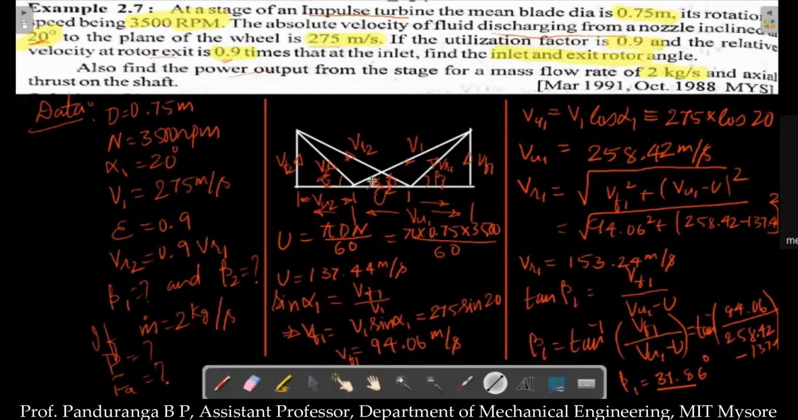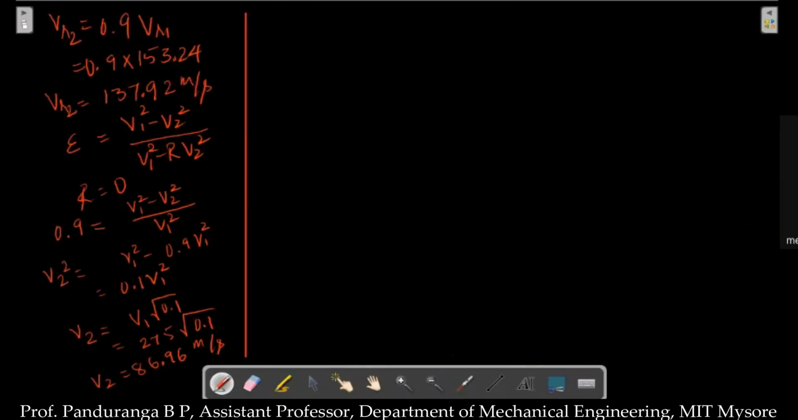From that, I can find out VR2, and once I know VR2, since I know V2, I can find out VU2. So first I need to calculate VR2. To calculate VR2, I'll just write these three lines, that is V2, VR2 and U, in the next page. I'll write those lines here on that triangle. I have U here.